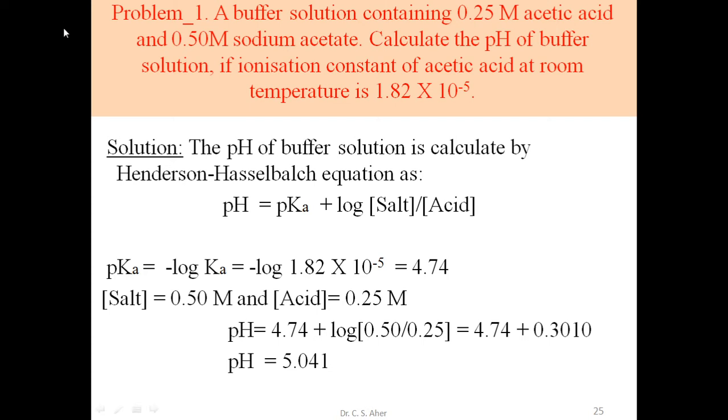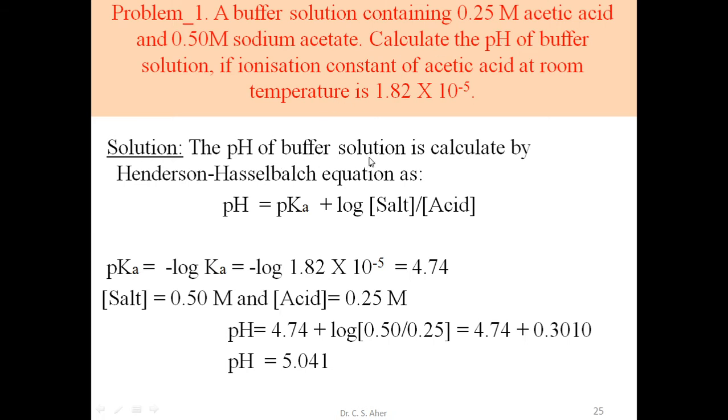Based on that, we consider these examples. Problem 1: a buffer solution containing 0.25 molar acetic acid and 0.5 molar sodium acetate. Calculate the pH of the buffer solution if the ionization constant of acetic acid at room temperature is 1.82 into 10 raised to minus 5. So what is given? Acetic acid concentration is given and its salt concentration is given. Again, the Ka value of acetic acid, the ionization constant, is also given. What they asked is to calculate the pH of the solution.